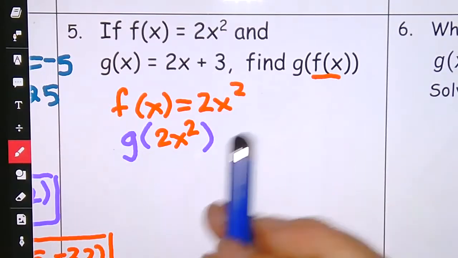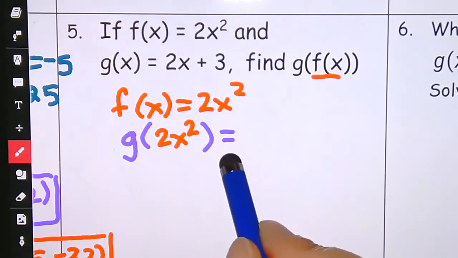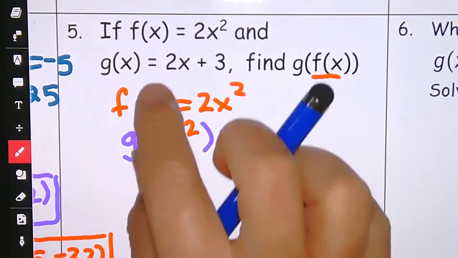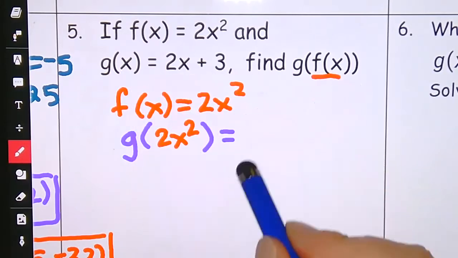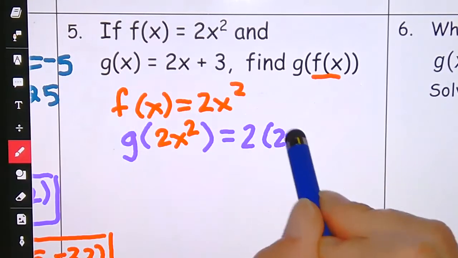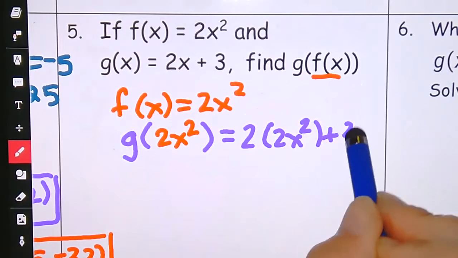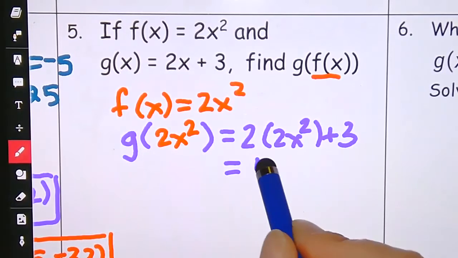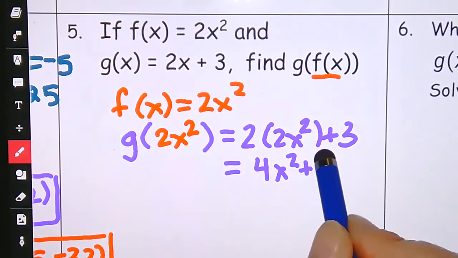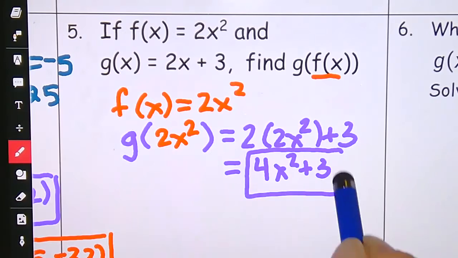Okay, so g of f of x, what is f of x? 2x squared. So I'm going to be working this out. And so I'm going to be putting 2x squared into the function g for x. So I'm going to have 2 times 2x squared plus 3. I'm going to work that out, and I'm going to get 4x squared plus 3. And that's my answer. Again, that's called composition of functions.